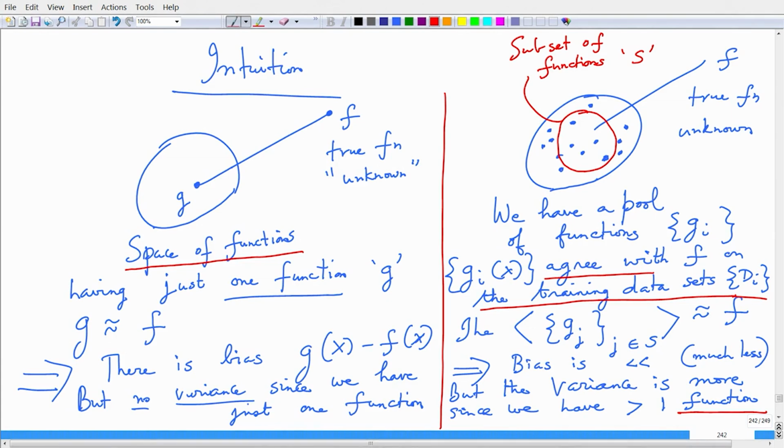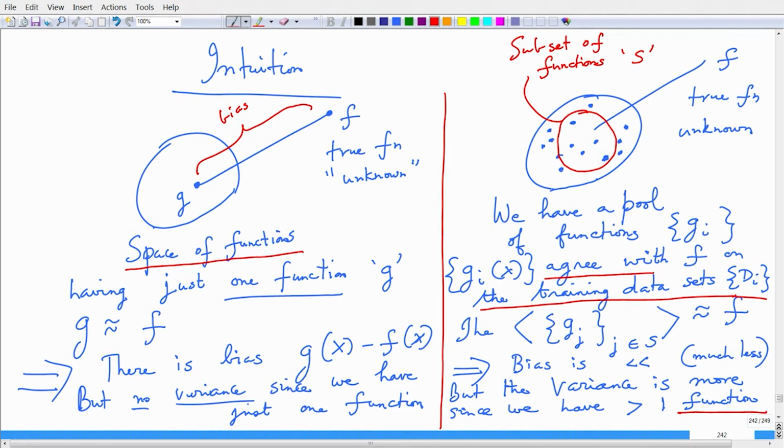If I were to compute the deviation of g of x minus f of x, because I do not know f, I come up with an approximation to f which is g, which is a function of x, that is the data points. Clearly there is a bias, and this bias is given by this quantity, this deviation. This is the bias that I can have. But is there a variance here? There is no variance because we have just one function which is acting on this data.